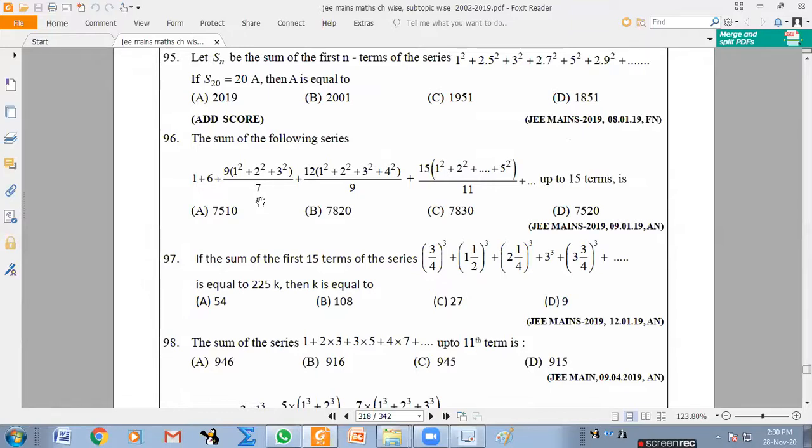We have to find first of all what the general term is. So we have 9, 12, 15. So the previous one should be 6 into 1 square plus 2 square, and down is 5. And the previous to that, if this is 6 here, you should have 3 here, 3 into 1 square by 3. So the first two terms I am readjusting: 9 into 1 square plus 2 square plus 3 by 7.